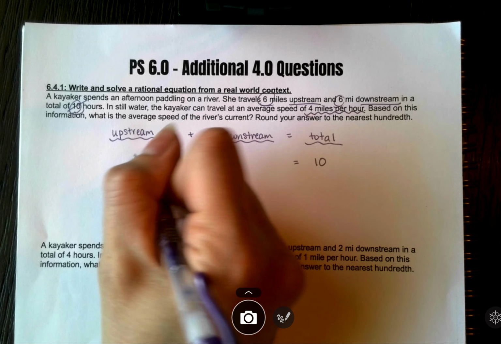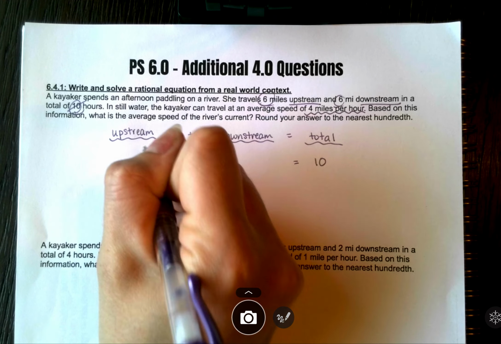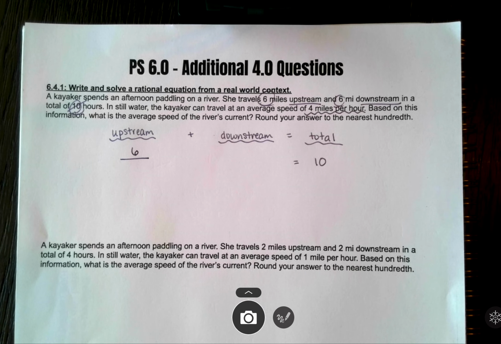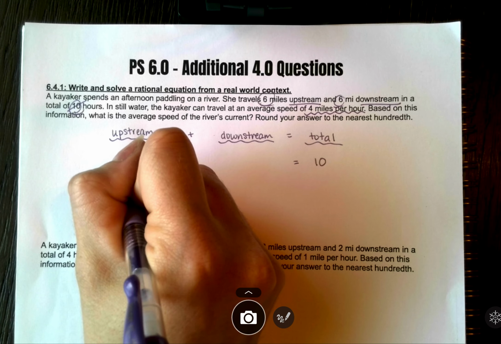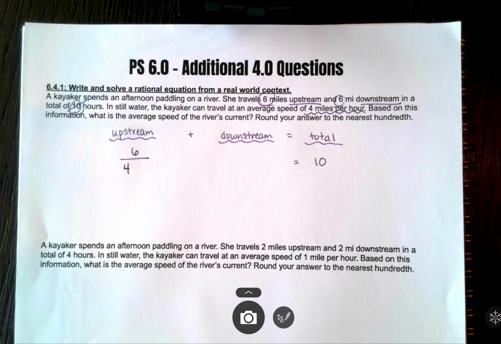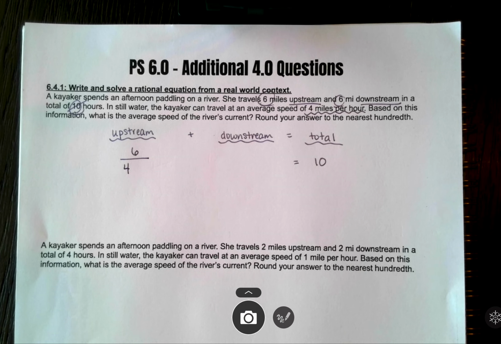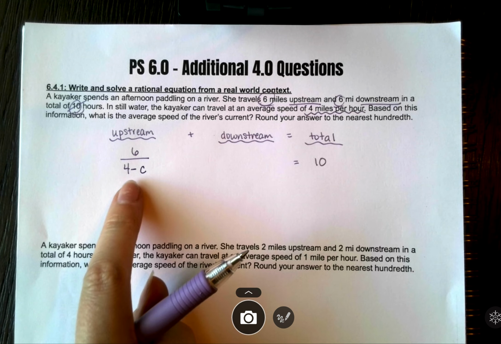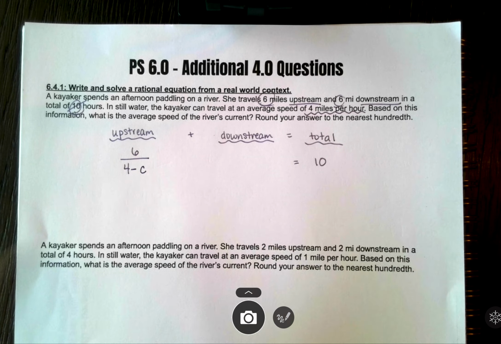So when I set this up, I'm going to do my 6 miles and I'm going to divide by this speed. So I know that it's 4 miles per hour in still water, but since I'm going upstream, I'm actually working against the current. So because I'm working against the current, I'm going to subtract the current from that 4 miles per hour.